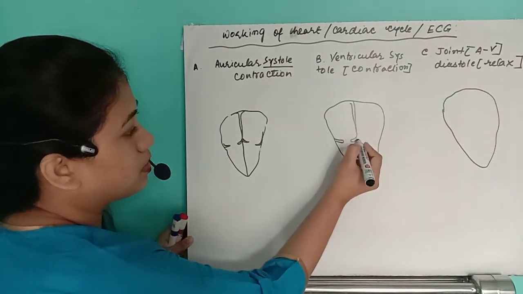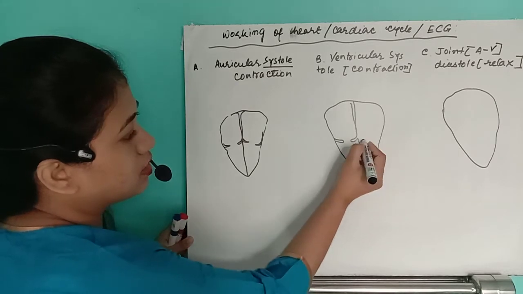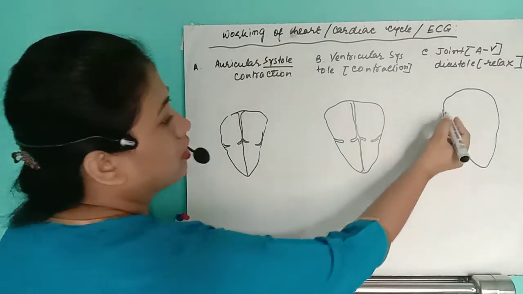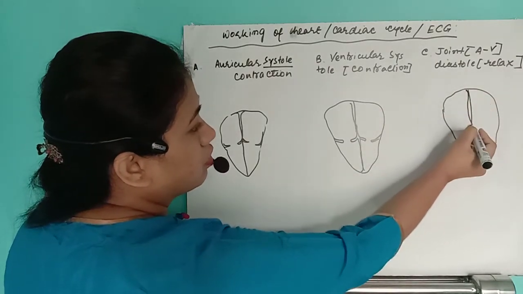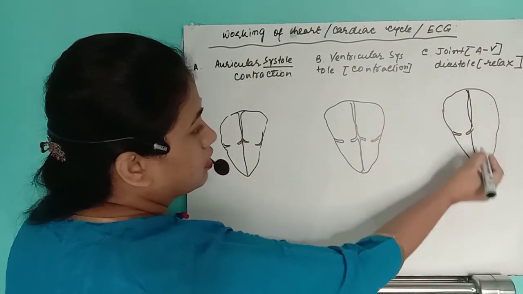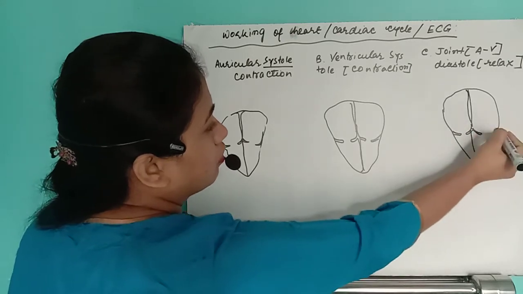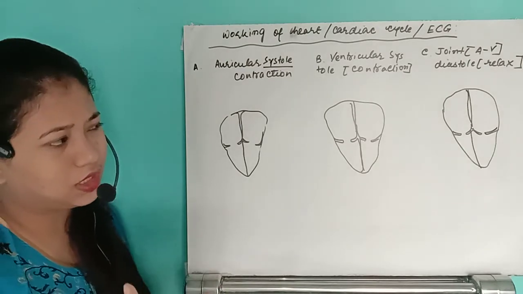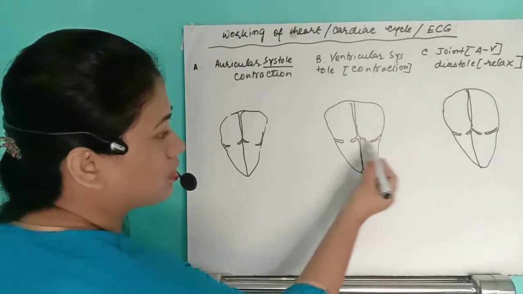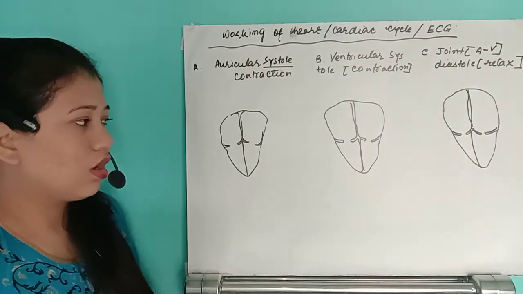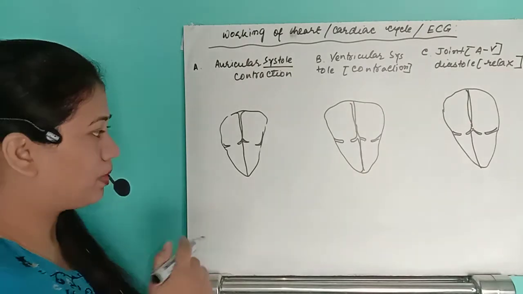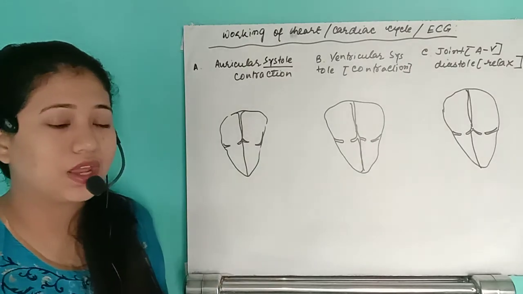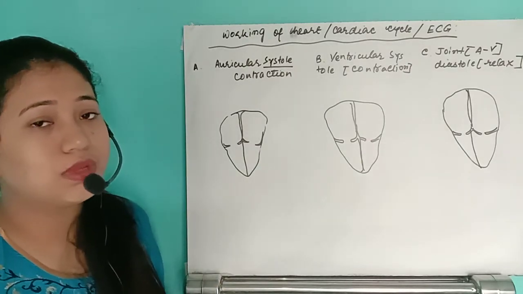This is the tricuspid valve, right? This is the bicuspid valve, right? Then after that, here also this is interauricular septum. Then this is the ventricular septum, or what we can call auriculoventricular septum. This is the auriculoventricular septum. This has two openings, this is known as the tricuspid valve, this is known as the bicuspid valve. Another name of bicuspid valve is the mitral valve.